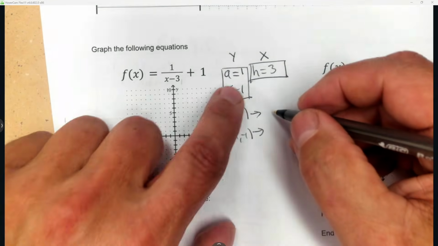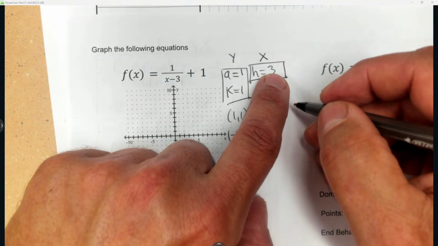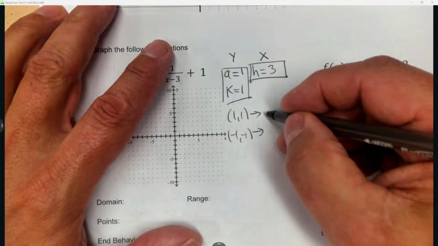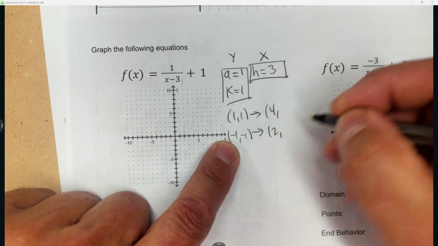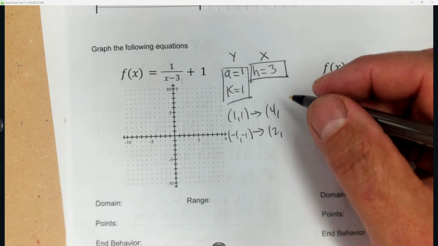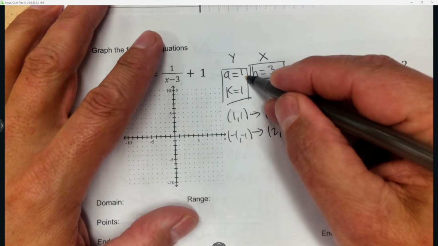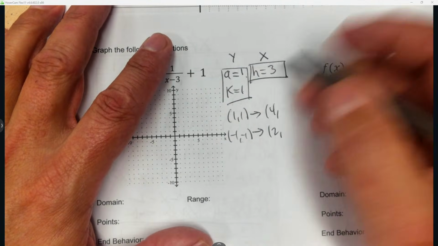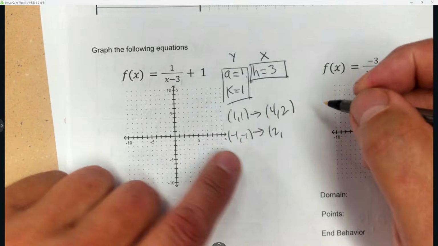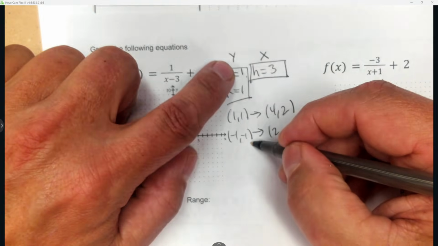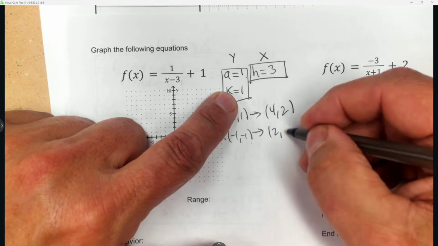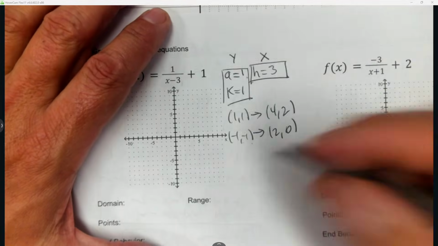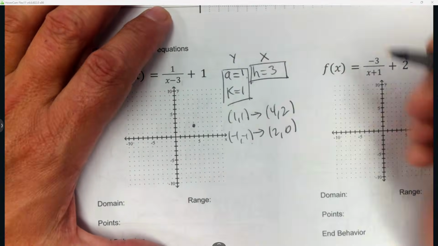So to the X's, I add 3. So 1 plus 3 and -1 plus 3. To the Y's, I'm going to multiply and add 1. So 1 times 1 and then add 1. That's 2. -1 times 1 is -1. And if you add 1 to -1, it's 0. So your 2 points are 4, 2 and 2, 0.